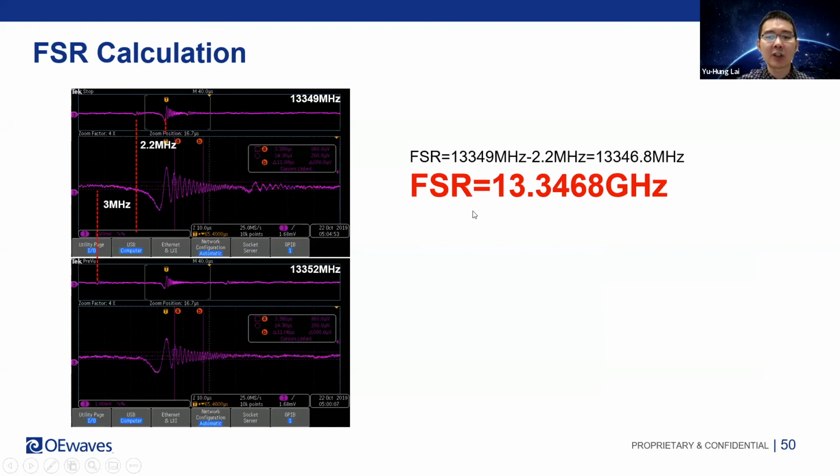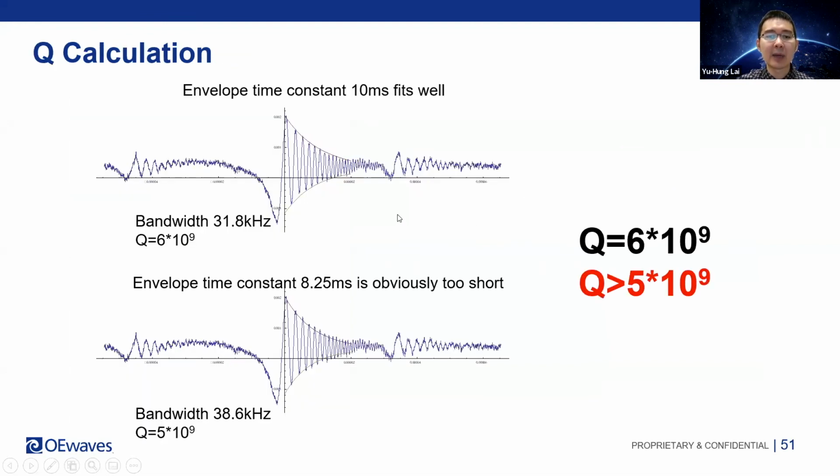In this way, we can calculate the FSR precisely to achieve 6 significant digits. On the other hand, by recording the data, we can fit our envelope, and we can achieve a time constant of around 10 milliseconds. That means our quality factor is better than 5 billion. So that's how we characterize our resonator, to qualify it and to see whether we can place some interesting linear or nonlinear physics inside this resonator.